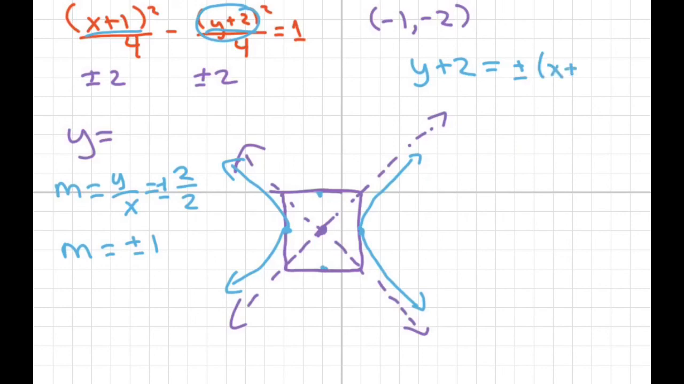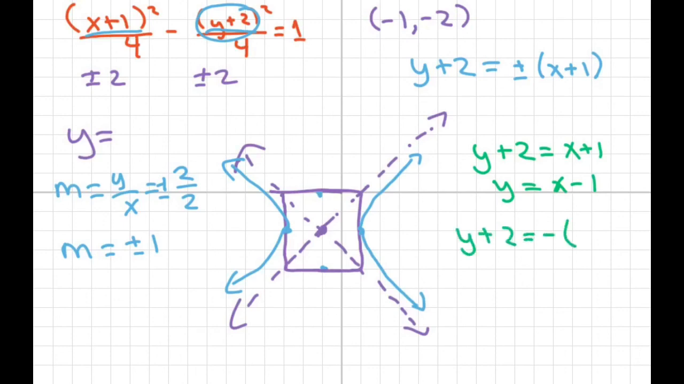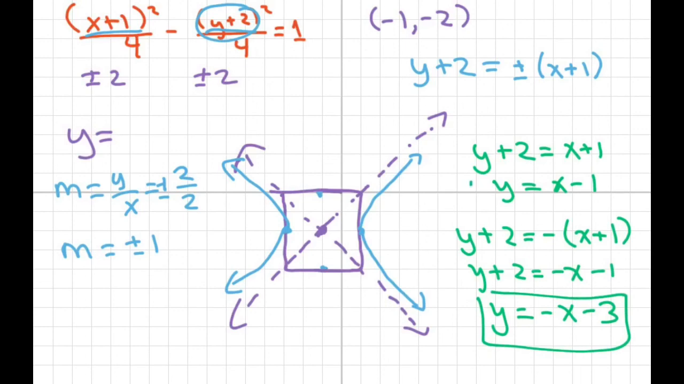And x plus 1. Again, if you have to write this one in slope-intercept form, you'd write y plus 2 equals x plus 1. So y equals x, subtract the 2, x minus 1. And the other one would be y plus 2 equals negative x plus 1. So that would be y plus 2 equals negative x minus 1. And if you subtract the 2, you get y equals negative x minus 3.